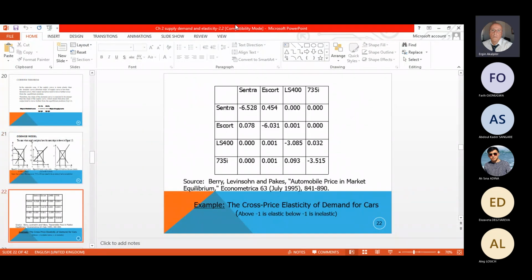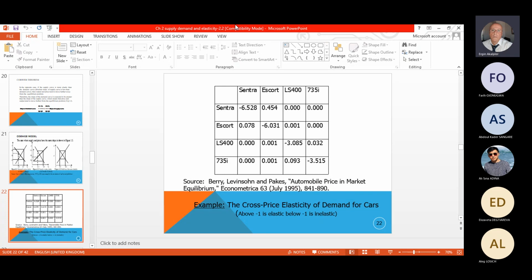As it is indicated here, we have the cross price elasticity of demand for cars, and we will see how it is affecting and changing. As you see, the Sentra, Escort, LS, and let's say BMW 735i are given here. Sentra to Sentra, the elasticity is very high. Escort to Sentra elasticity is very low. The last, the wagon, elasticity is again almost zero, and for the BMW it is again zero because it is somehow rigid or more preferred.